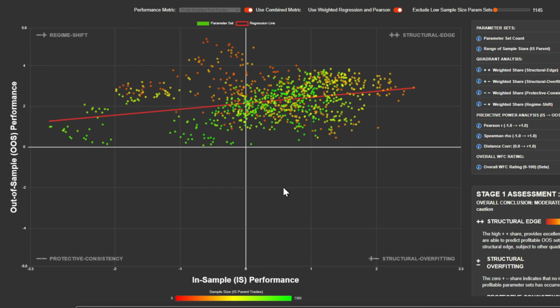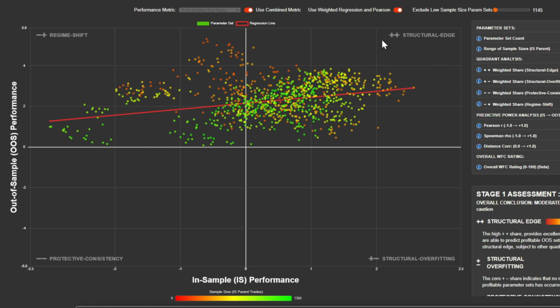All values are normalized so that 0 represents break-even performance, which makes the quadrant boundaries meaningful and allows direct comparison across strategies. The space is divided into 4 quadrants. Upper right, or ++ indicates where performance was good in sample and good out of sample. This is the behavior we want, and it indicates structural edge in your strategy.